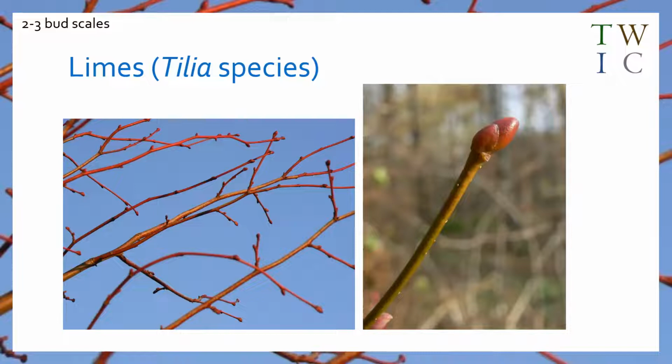The common lime is actually a hybrid between the other two, which should give you an indication that identification might be not entirely straightforward for them. However, all three have this quite zigzaggy arrangement of twigs, red buds that kind of resemble boxing gloves, so very few scales. With limes, the sunny side of the twigs will often be red, but if it's in shade, the twig will often be green on the underside, as you can see in the image on the right.